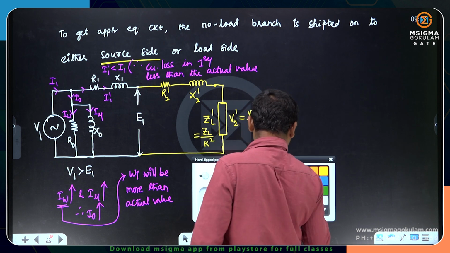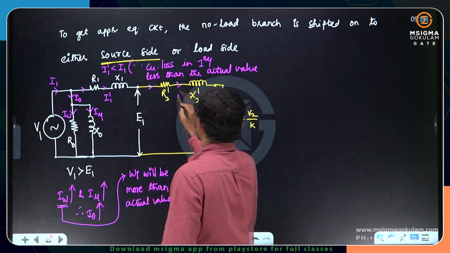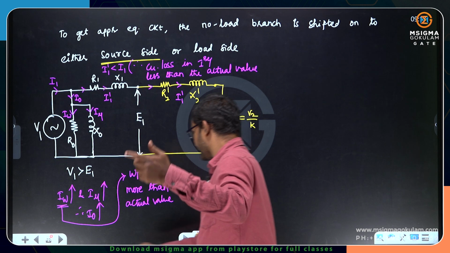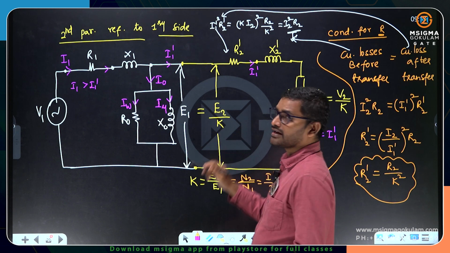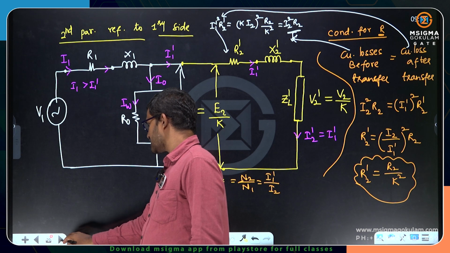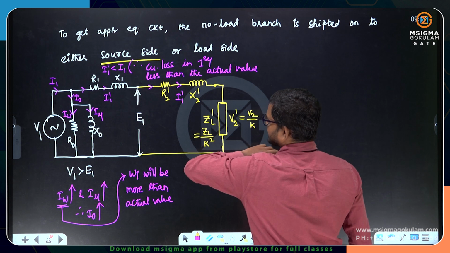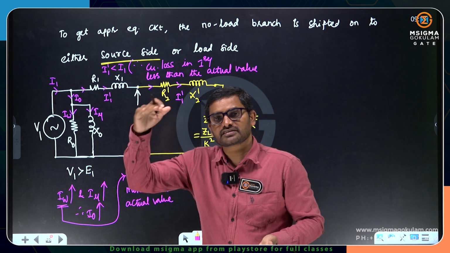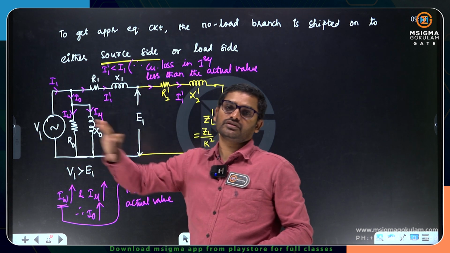What is the current flowing through the secondary winding? The current flowing through the secondary winding is I1 dash. Before also it was I1 dash. So that means the copper losses in the secondary winding are the same, no change. Only the copper losses in the primary winding and the iron losses change. Iron losses are more than the actual value, and copper losses are less than the actual value, because of shifting the no load branch parameter onto the source side.